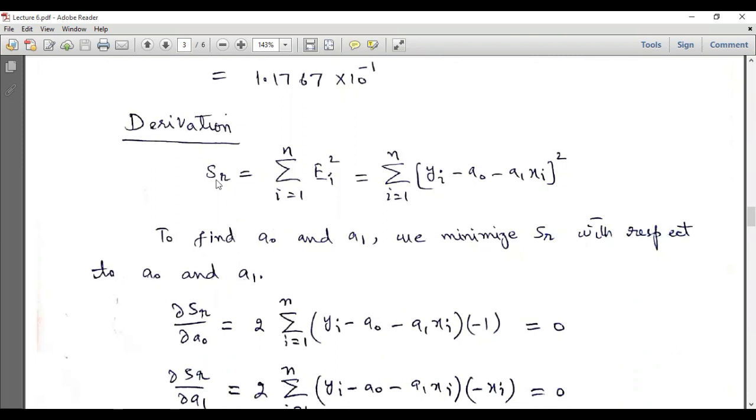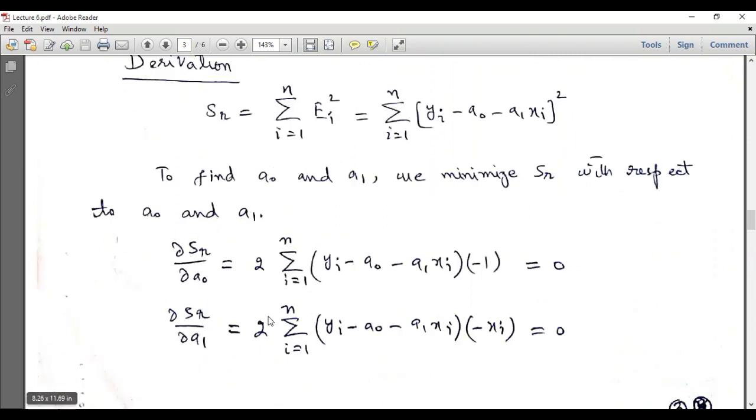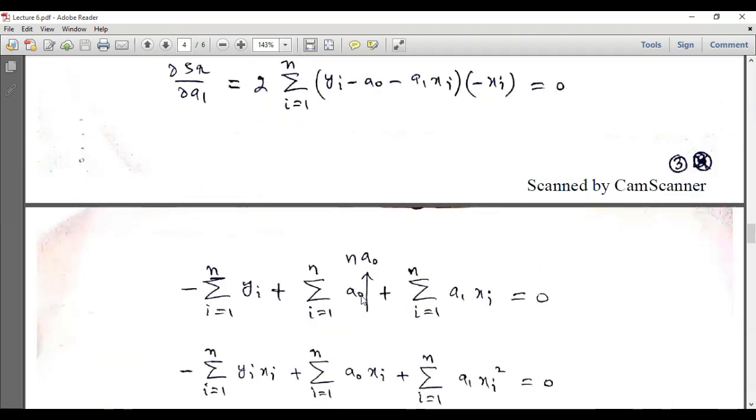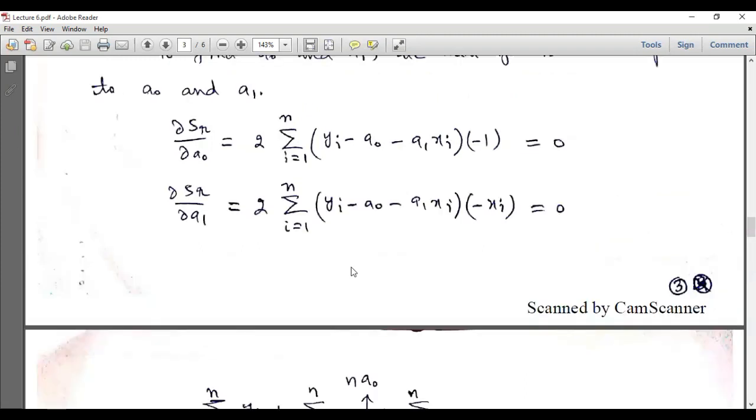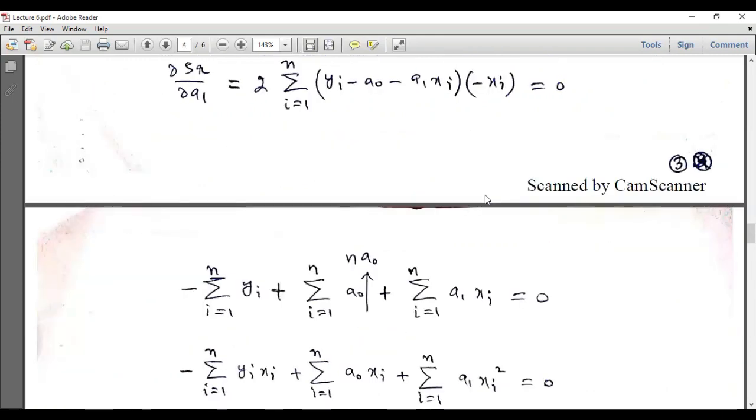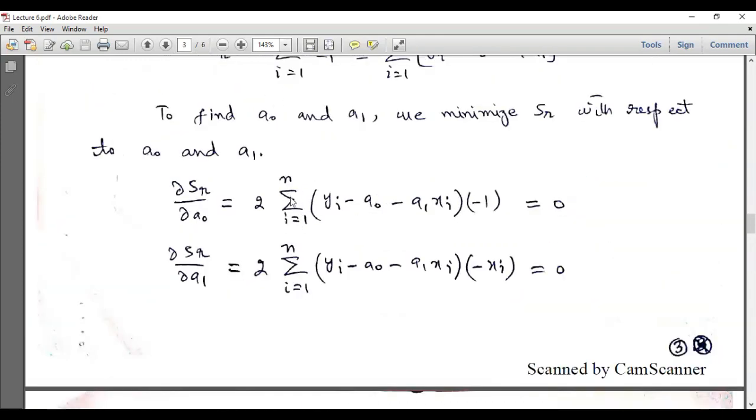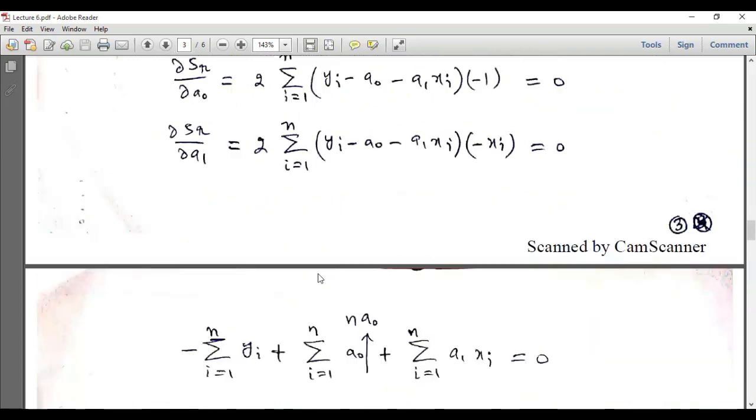So to find a naught and a1, we minimize SR with respect to a naught and a1. First evaluate its partial derivative with respect to a naught, and then its partial derivative with respect to a1. These are the equations for the partial derivatives, and we can simplify these two equations. The 2 can be taken to the right hand side, and then we put the summation term with the individual terms in the brackets.